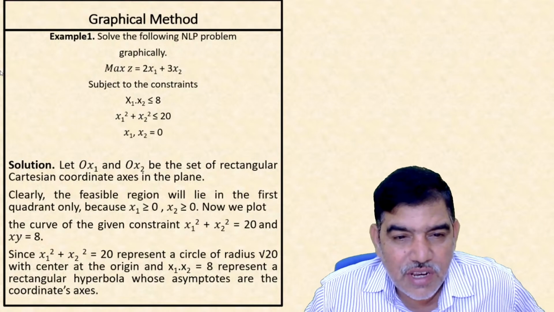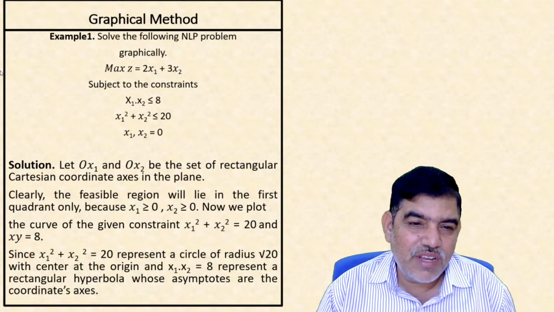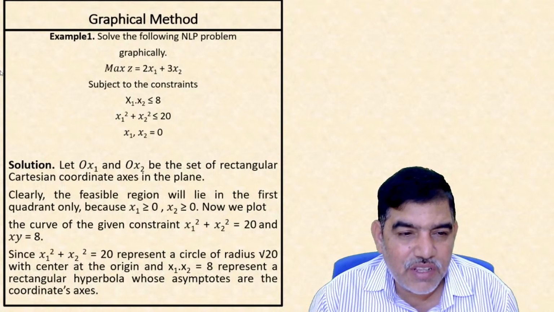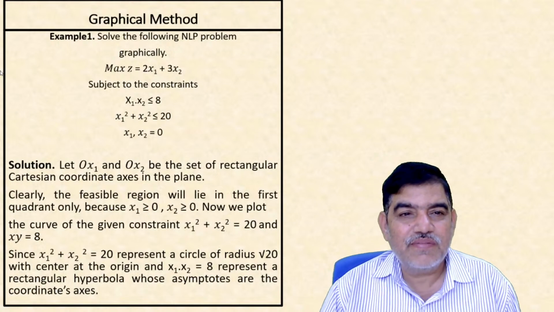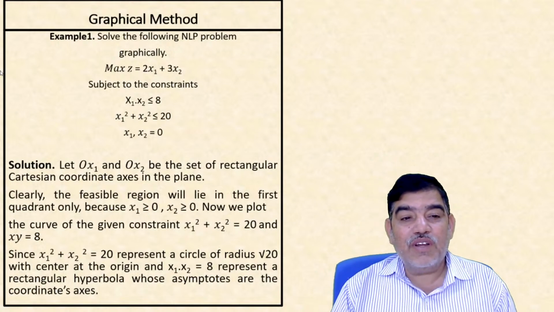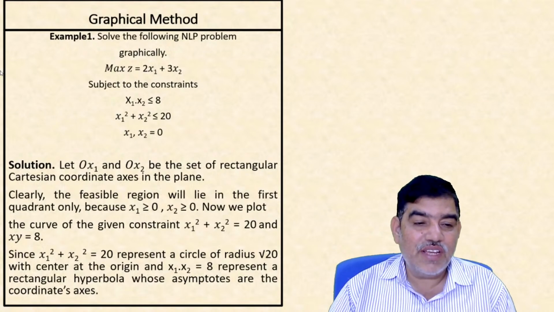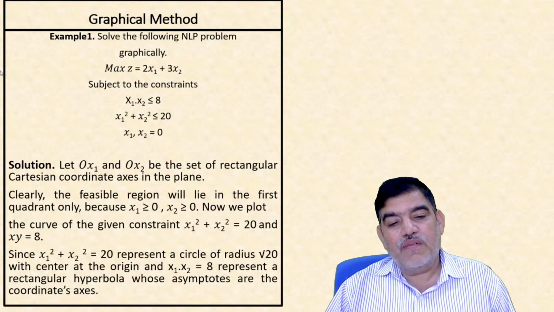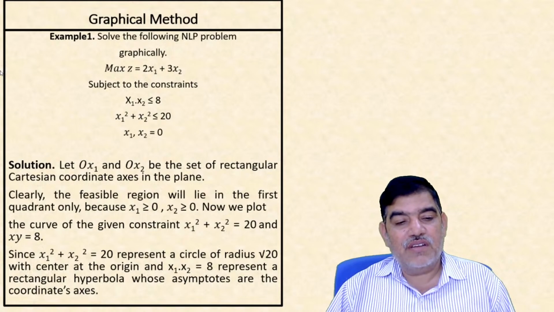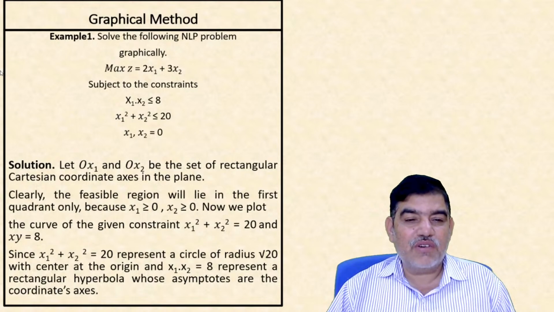Clearly, the feasible region will lie in the first quadrant only, because x1 ≥ 0 and x2 ≥ 0. Now we plot the curve of the given constraint x1² + x2² = 20. That means one constraint is x1² + x2² = 20 and the other is x1·x2 = 8. It is given in the question. As you know, the equation of a circle is x² + y² = r².